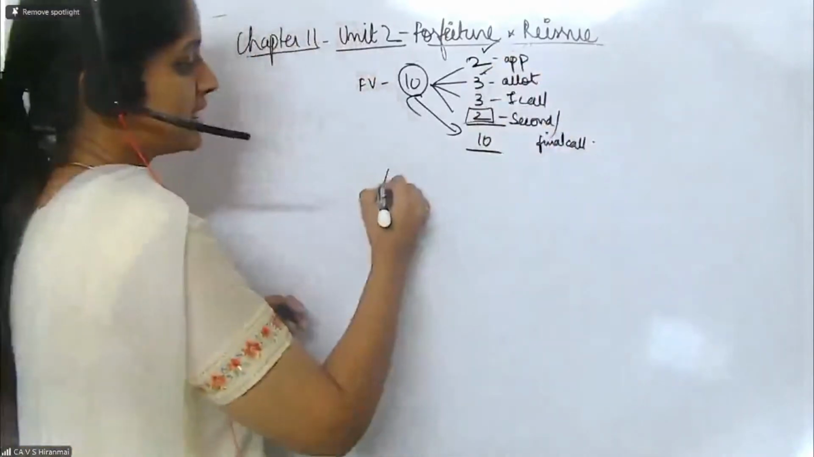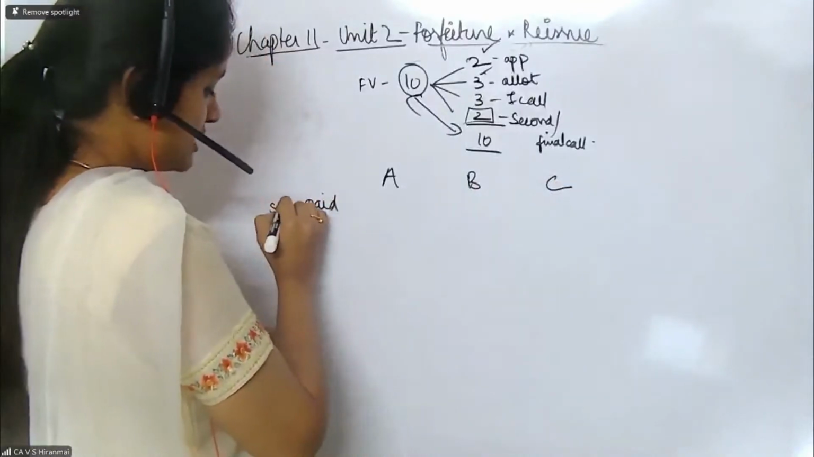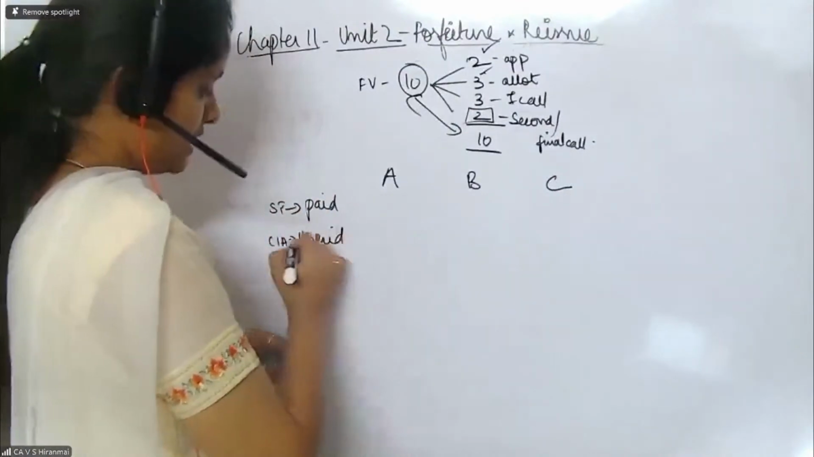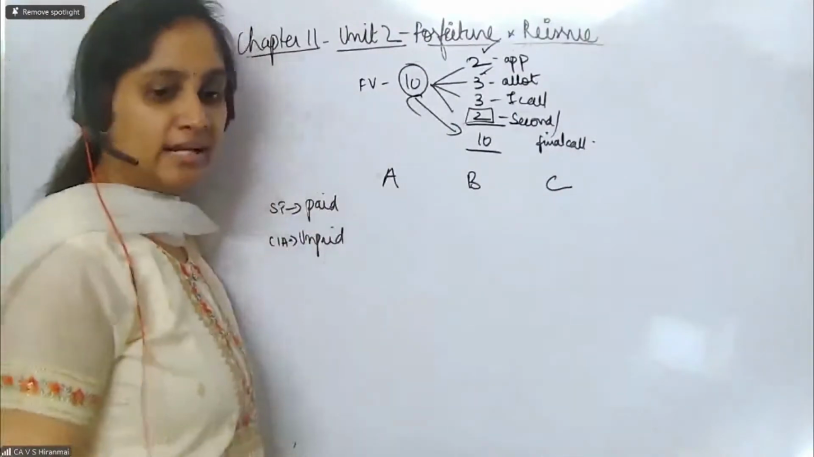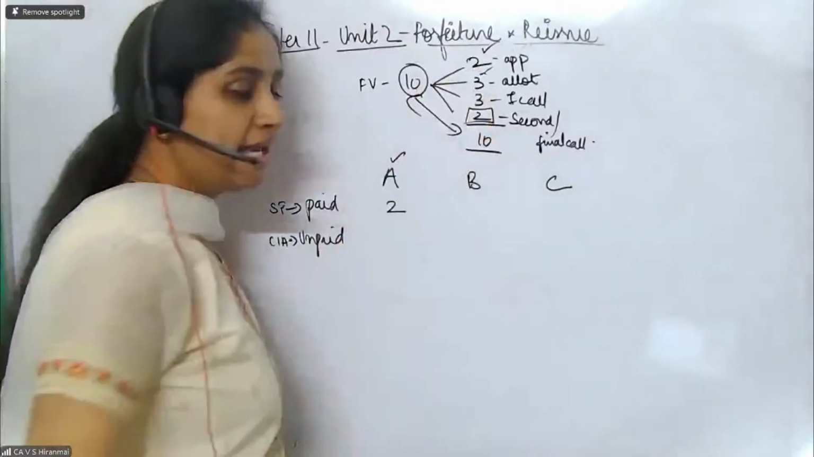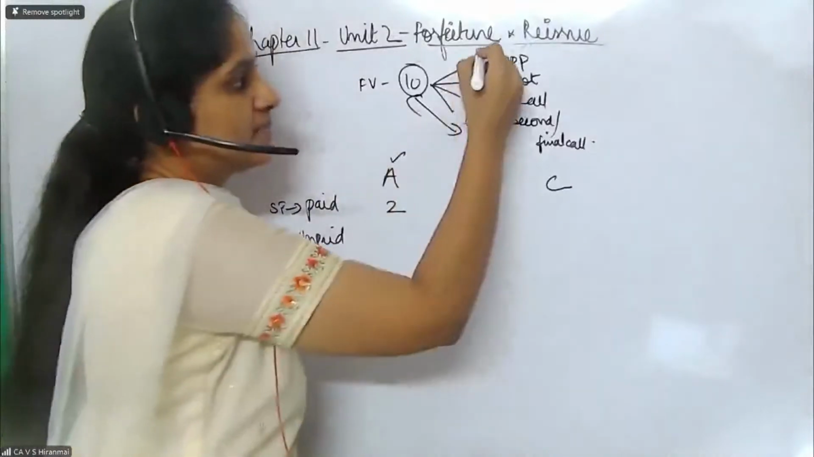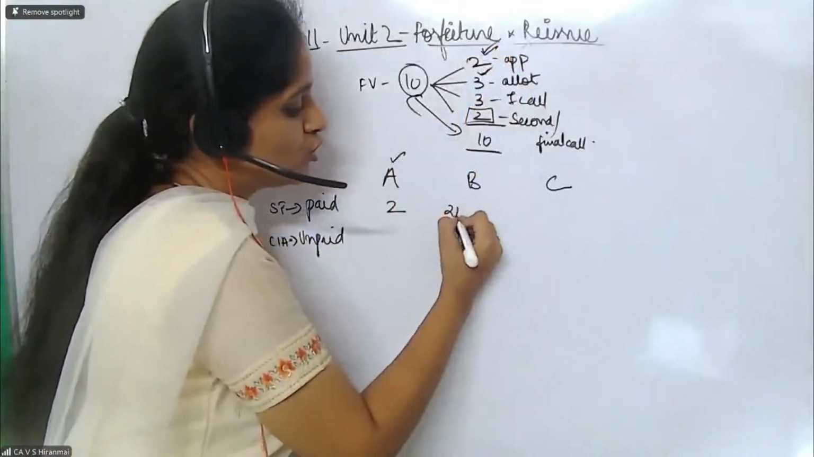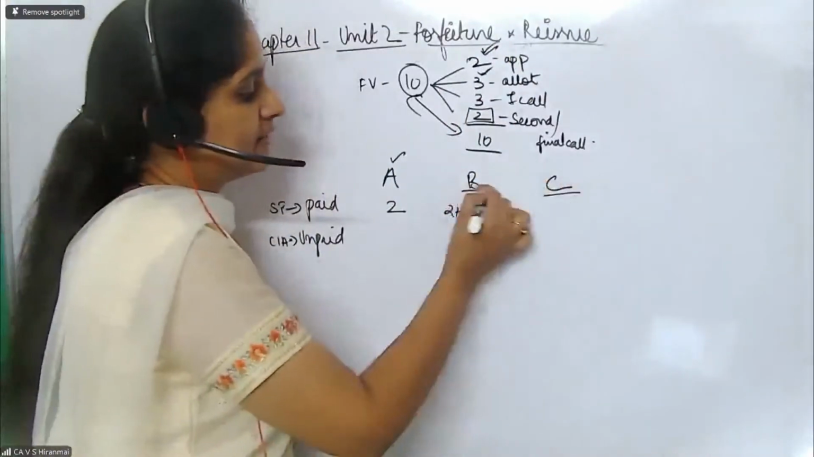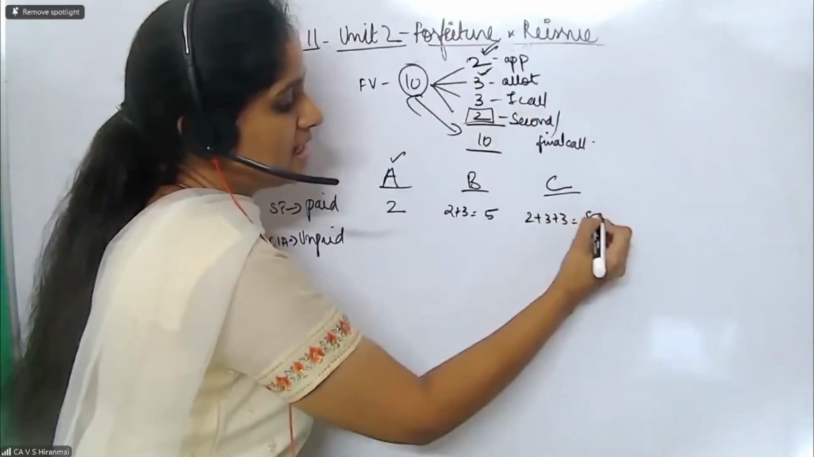Now, my dear students, come here. A, B, C. Paid is nothing but the shares forfeited, unpaid is nothing but the calls in arrears. Now you are going to tell me what is the amount paid by A? Only the application. So he paid only 2 rupees. How much is the amount paid by B? He has paid application and allotment, so it is 2 plus 3, which is 5. How much has C paid? Application, allotment, first call. 2 plus 3 plus 3. He has paid 8 rupees.